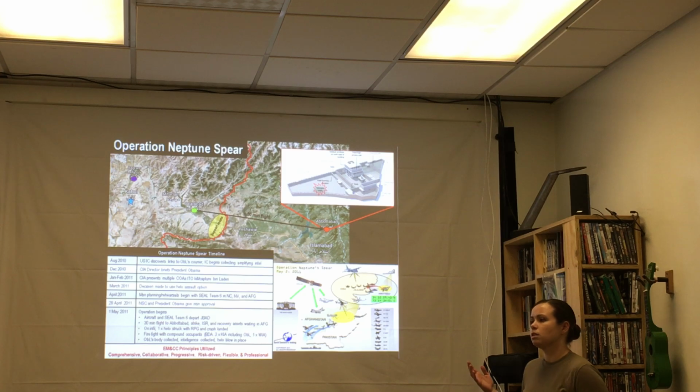So this mission, in great contrast to Operation Eagle Claw, they did utilize the emergency management and crisis communication principles. This mission was comprehensive, collaborative, progressive, risk-driven, flexible, and professional. They took all of the intelligence needed, they took the time that they needed to train, to conduct rehearsals, to make sure that this mission was as successful as possible, and they also had all sorts of backup assets if anything were to go wrong, other than what did go wrong, to make sure that this mission was successful, and if it was not successful, that they got all of their people back in one piece.